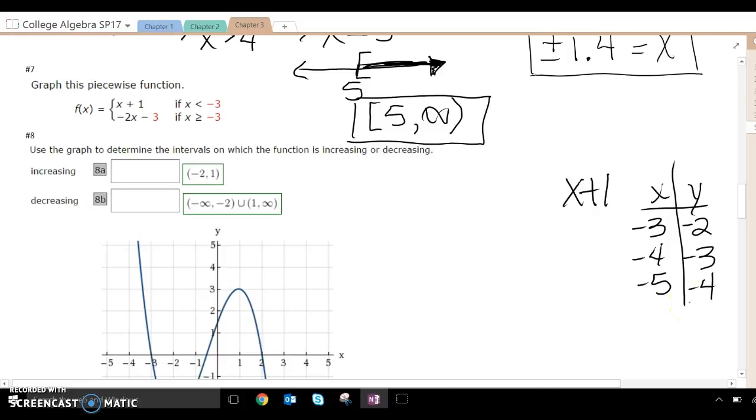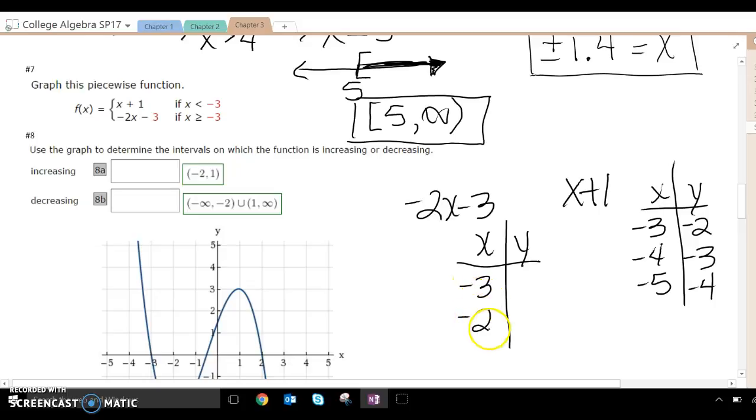And I would do the same thing for -2x minus 3. Generate my own XY table. And this time I want greater than or equal to -3, so I would go ahead and start with -3, but then I would go up or go greater. So I would pick these values and plug those in. If I plug in -3, I'm going to get -2 times -3 is a +6. 6 minus 3 is 3. -2 times -2 is 4. 4 minus 3 is 1. -1 times -2 is 2. 2 minus 3 is -1. So now I can match up my ordered pairs with my four options that I'm given.